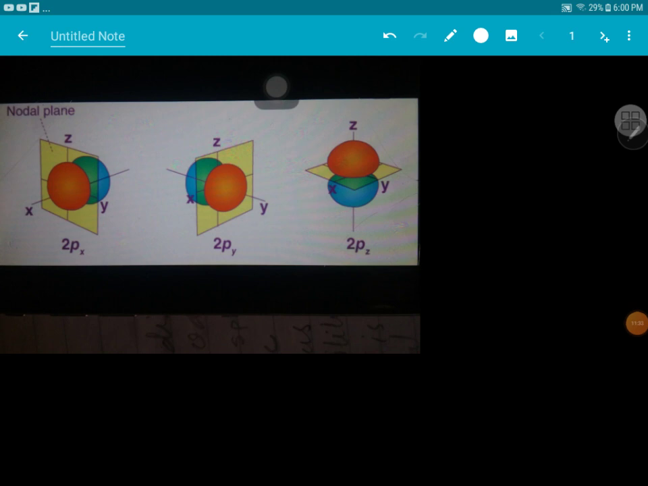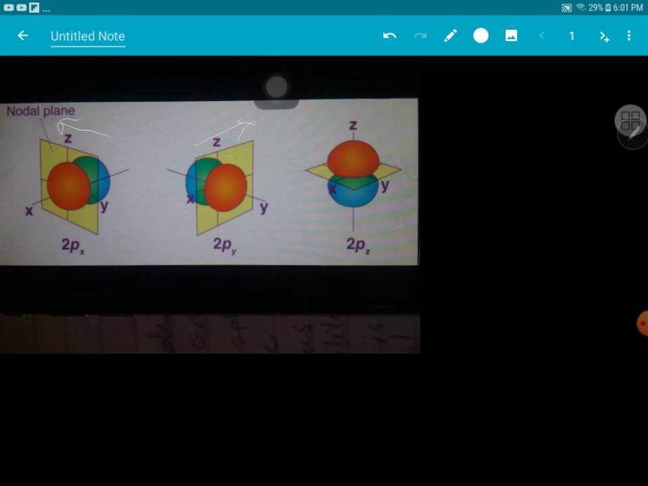Here is a picture of p orbitals, 2px, 2py and 2pz, according to the nodal plane. For 2px the nodal plane is vertical, 2py is also vertical, but for 2pz a horizontal nodal plane is present. Px may be the left hand side and the other the right hand side.